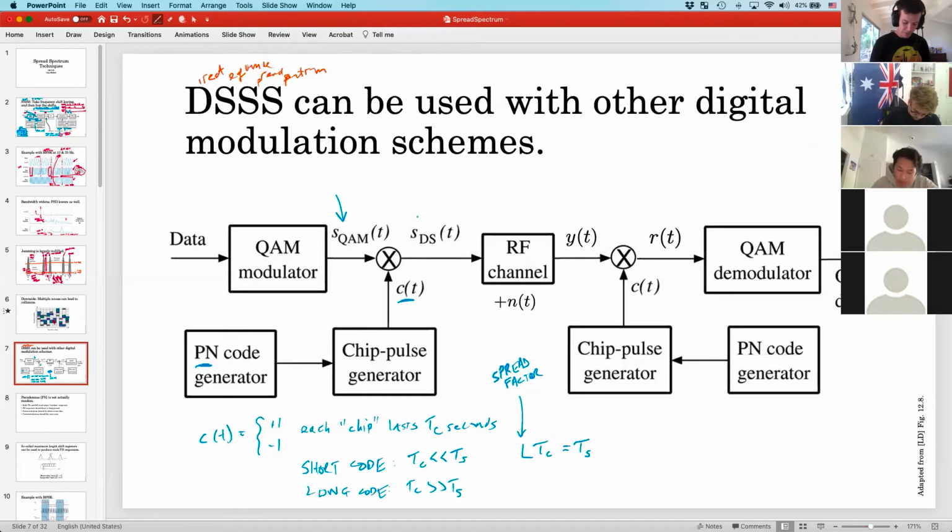Okay, so let's do a quick little bit of algebra here. The direct sequence signal, S sub ds, is the baseband signal, in this case QAM, multiplied by the chipping signal, which means that in the frequency domain, we turn multiplication into convolution. That's not news to anyone here. But in particular, if I'm convolving two signals, then I add their bandwidths. So the immediate conclusion I want you to see is that the bandwidth of the direct sequence signal is equal to the bandwidth of the QAM signal added to the bandwidth of the chipping signal.